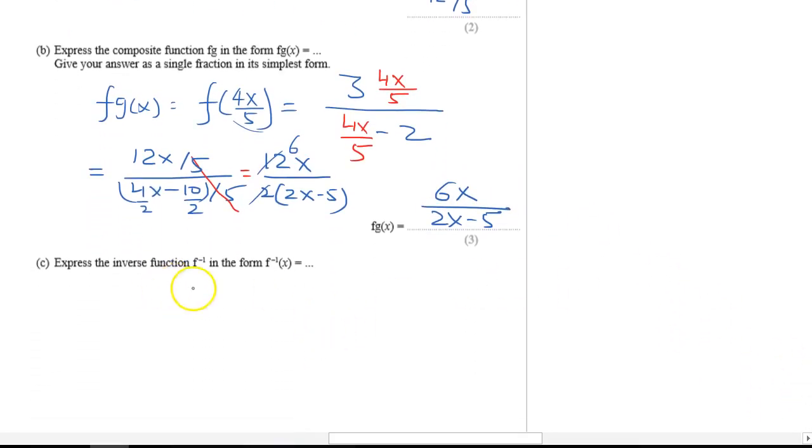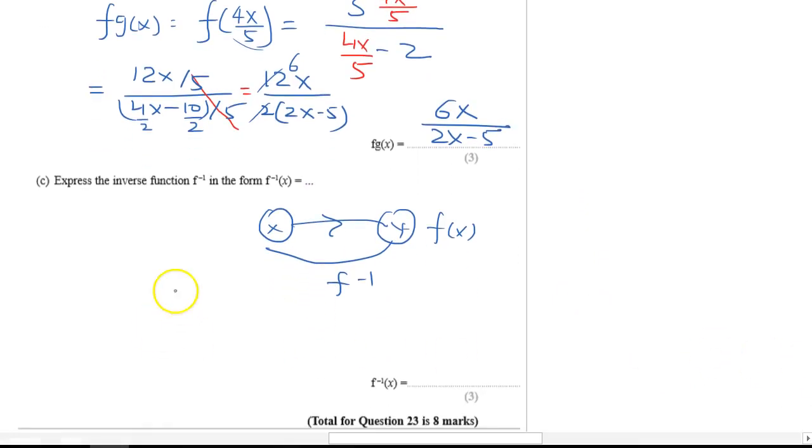Express the inverse of the function. This is x, this is y, we call it f(x). So this is called f inverse. So f(x), let's say, y is equal to 3x over x minus 2. Always remember, when we have to write the inverse of a function, we write f(x), function of x, as y is equal to something.